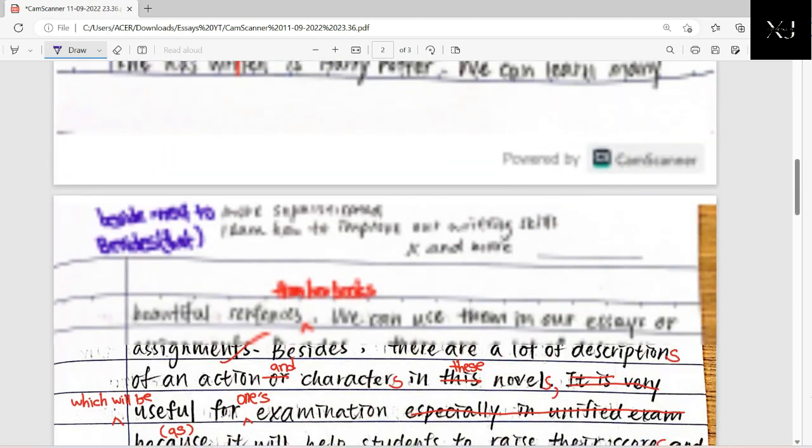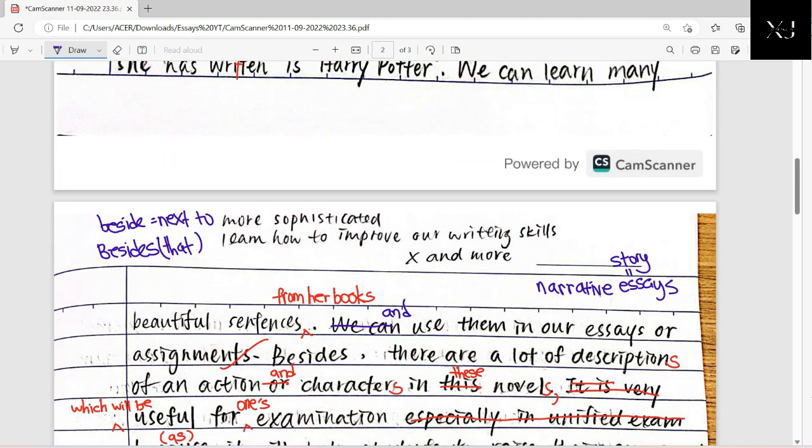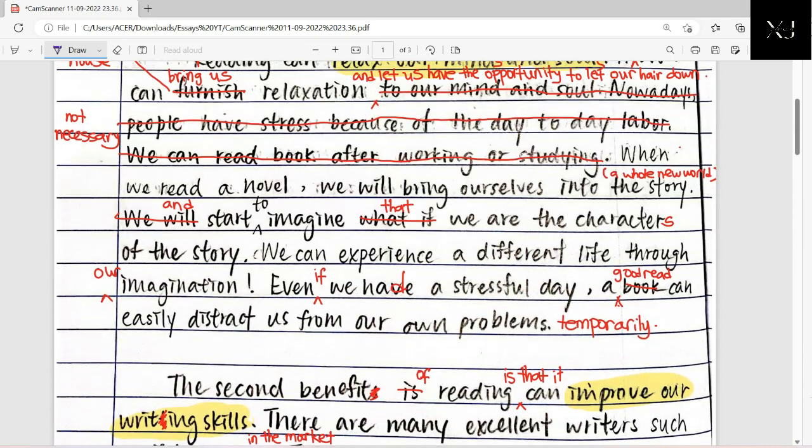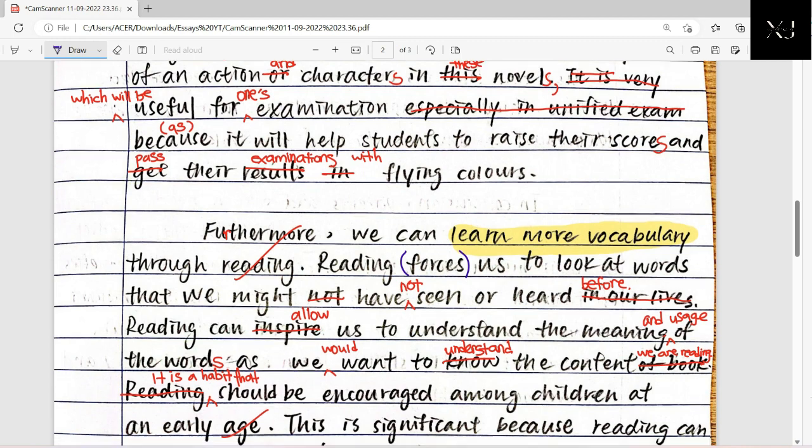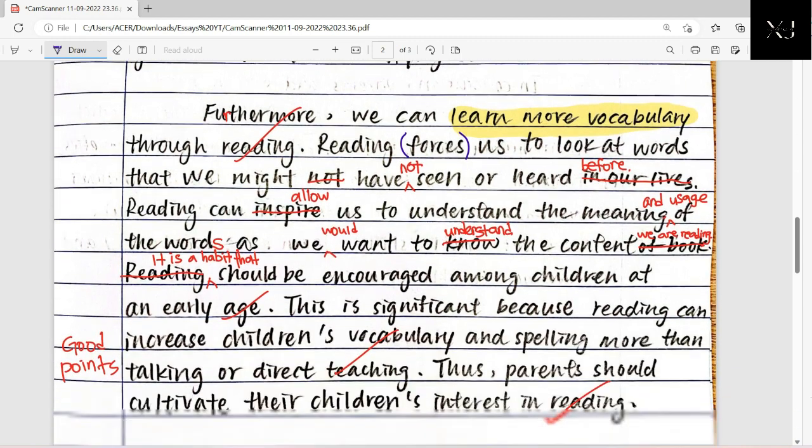Just now she did mention that we can learn beautiful sentences and all those things, and if she mentioned learning new vocabularies in the beginning, it's okay, because she didn't elaborate on that point yet. So that's why she can open up a new paragraph to elaborate on this point. And you can see this is her best paragraph actually. Reading forces us to look at words that we might not have seen or heard before. Reading can allow us to understand the meaning and usage of the words as we would want to understand the content we are reading.